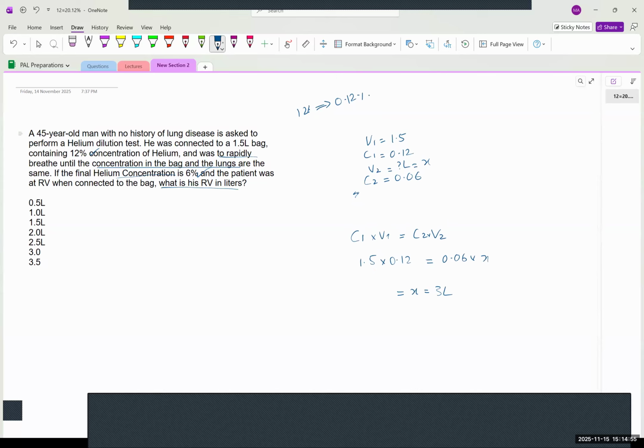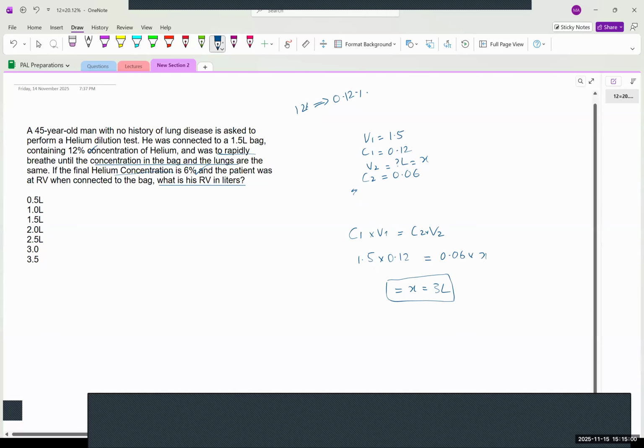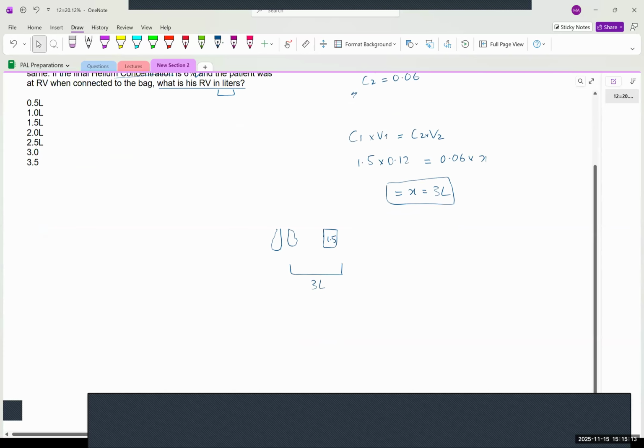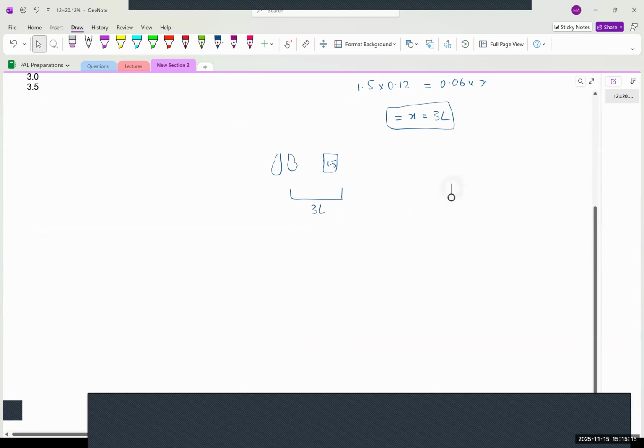Then they told us to find his residual volume in liters. So what you actually found, this 3 liters, is the volume of his lungs and the volume of his bag, both of them. So 3 liters is the total volume. But since they're asking us to find his residual volume in liters, we have to subtract the volume in the bag from the total volume.